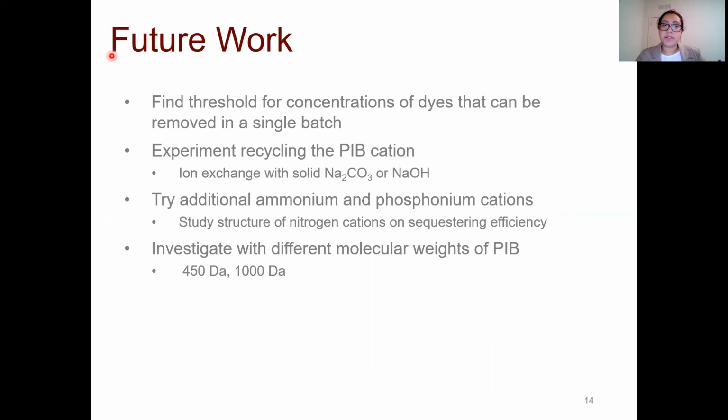The next steps for this project are figuring out how much concentration we can remove in a single batch. Also experimenting with recycling the PIB cation through ion exchange with either sodium hydroxide or sodium carbonate. Also trying additional cations such as ammonium and phosphonium cations and see if the structure has anything to do with the sequestering efficiency. Lastly, investigating different molecular weights of PIB. Like I mentioned before, I use PIB molecular weight 2300, but there's also 450 and 1000 available.